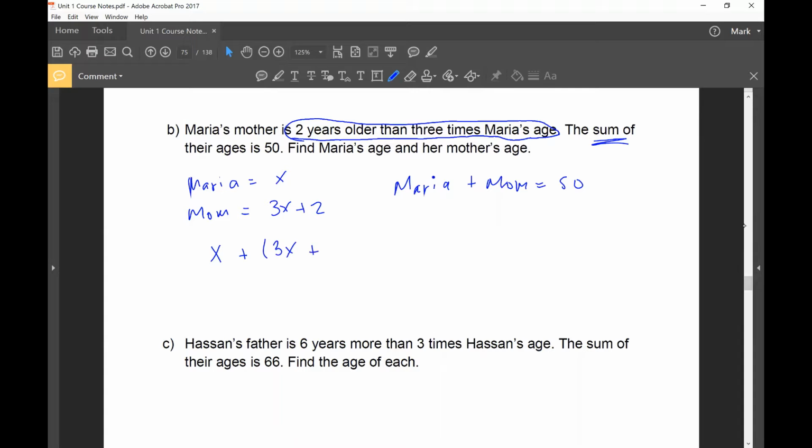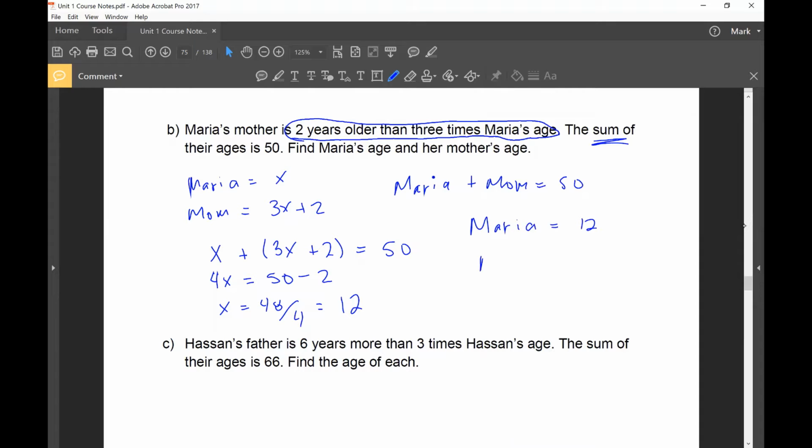X plus 3x plus 2 equals 50. Okay, so 4x equals 50 minus 2 now. And again, I'm going a little quick through the algebra here. So X will be 48 over 4. See what that is? That should be 10, 12, I guess. Let's double check. 48 divided by 4. Make sure I'm right. It's 12. So Maria is 12.